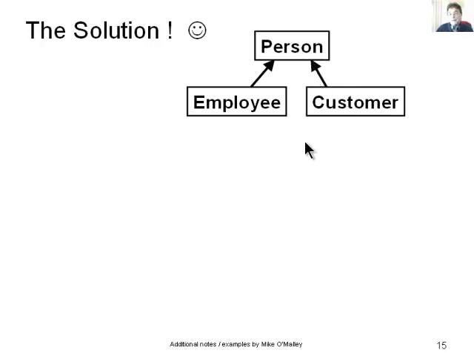We might have different types of customers, we can add that in. We might have different types of employees, we can easily add that into our hierarchy. We can add other sorts of people in, or other types of data that are related to a person as well. It's all very easy to extend and expand and build.